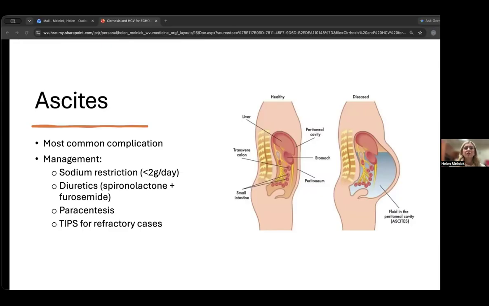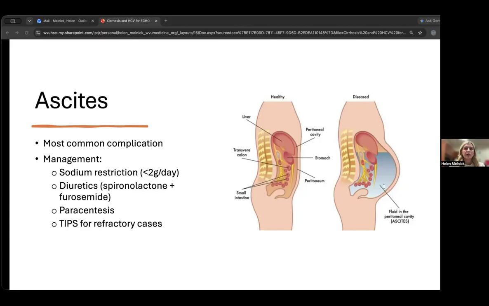We also complete large volume paracentesis when ascites becomes tense. And then, as we talked before, patients who do not respond to the medical management may need TIPS. And then anytime you have new onset ascites, we generally prefer to perform a diagnostic paracentesis.